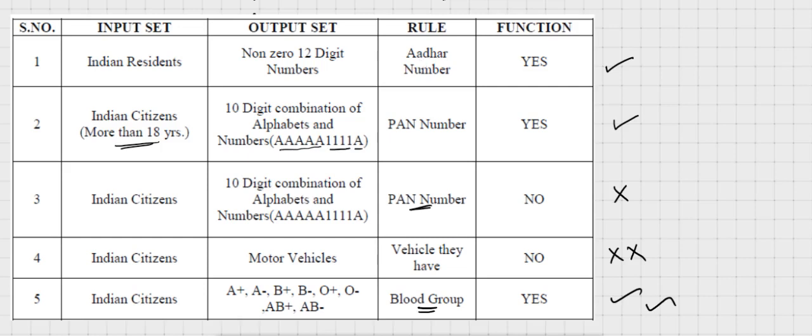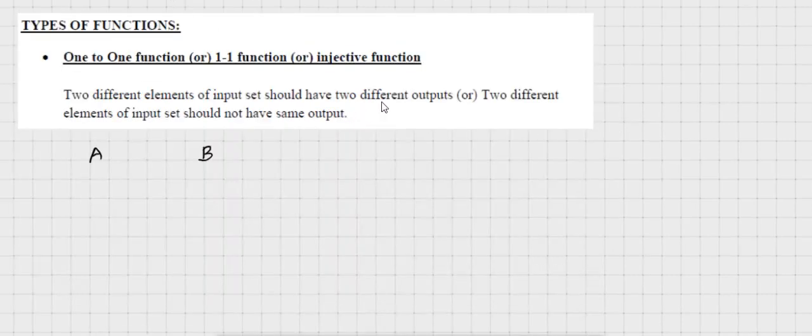Okay, now next we are going to discuss types of functions. The types of functions are one-to-one function, onto function, and one-to-one and onto function. Let us see the definition with examples now. The first type we are going to see is one-to-one function. It may be referred to as injective function also.